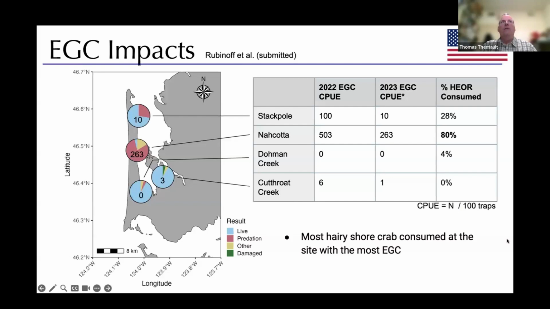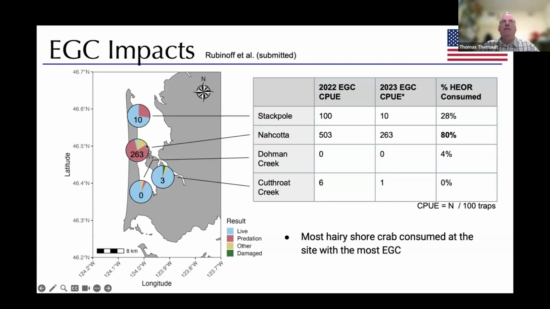We can also look at some work that Ben did using tethering experiments, tying a little tether to Hemigrapsis and then sticking them out and letting green crab eat them. And what we see, the takeaway from this is the two sites, the ones in the north there, Nakata and Stackpole, these were the sites that had higher green crab density. And what you see is most of the hairy shore crab were consumed at these sites.